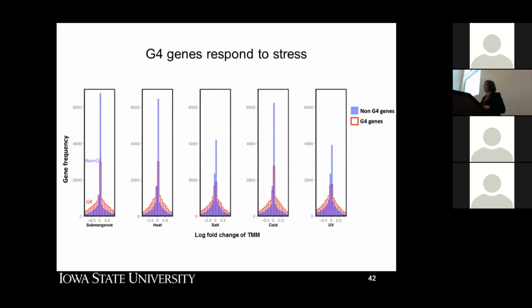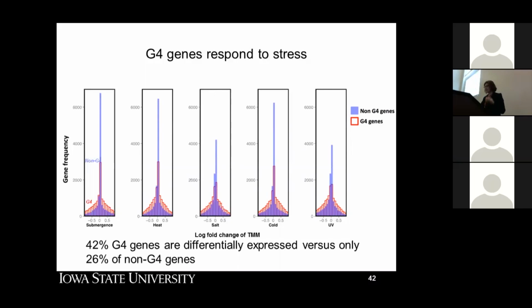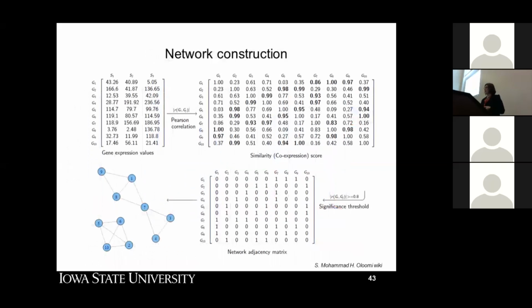Well, it's basically the same pattern. You see it with heat, salt, cold, and UV. So it turns out that 42% of G4 genes are differentially expressed versus only 26% of the non-G4 genes. What does that mean? We started looking at co-expression graphs to try to figure out what that means, which genes these are and what they are doing.